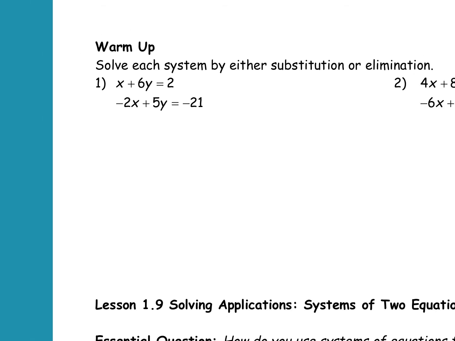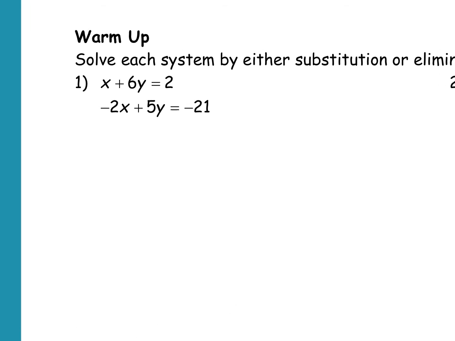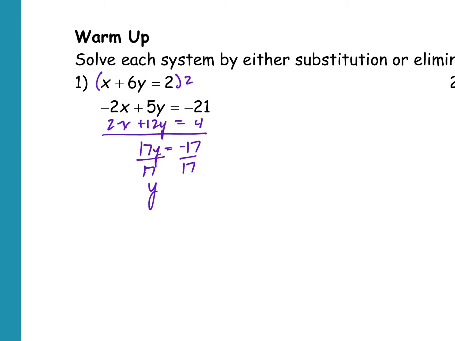So I think I'm going to multiply the top one by 2. When I multiply the top by 2, I get 2x plus 12y equals 4. Add them together, and I get 17y equals negative 17. Divide by 17, and y equals negative 1.